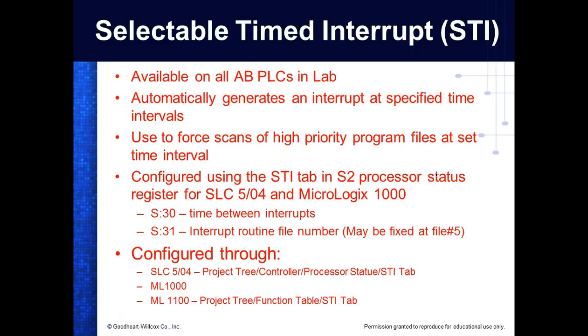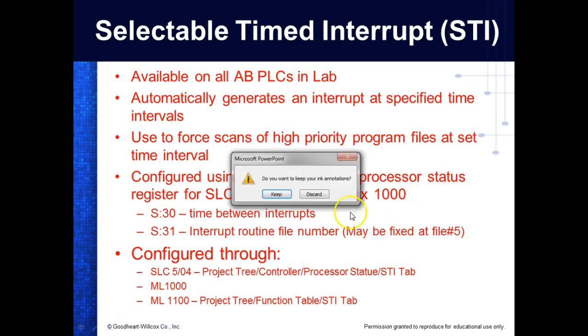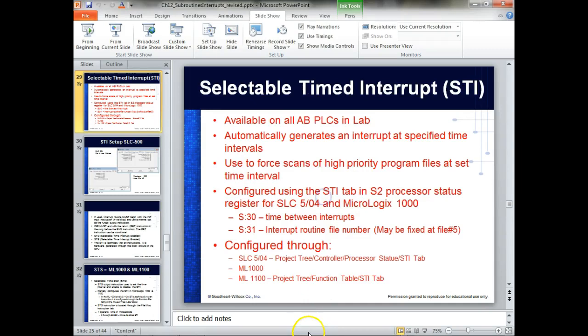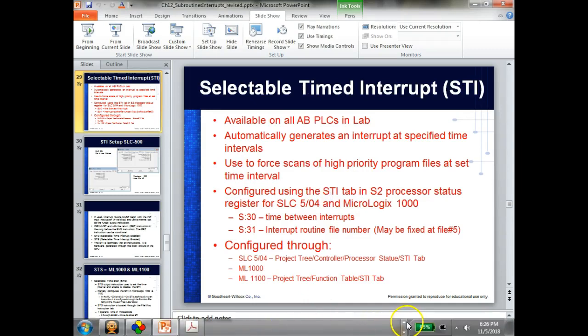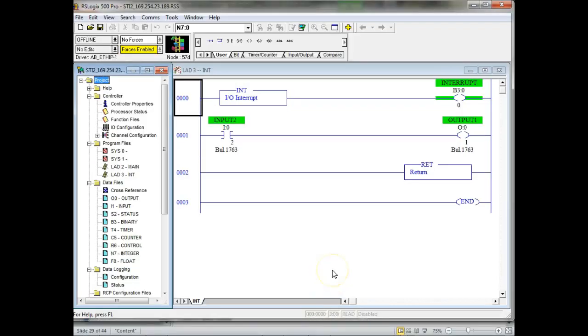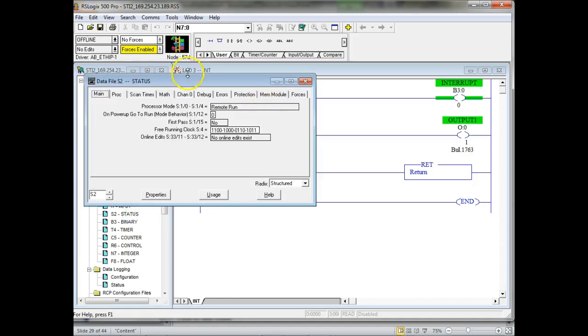So you just configure through. So let's see, now what I have is the RSLogix 1000. So I'm going to bring up this guy here. And then what we would do on the other ones is we would bring up the status file, and then we would go to these different bits.